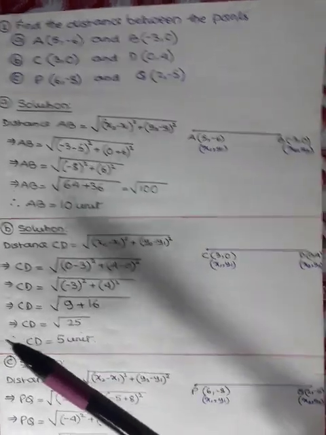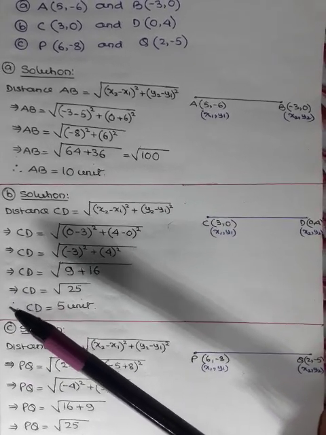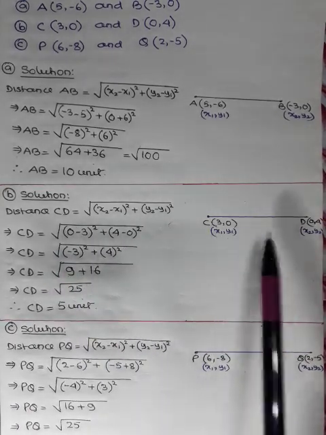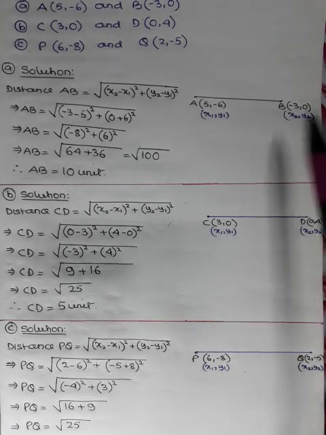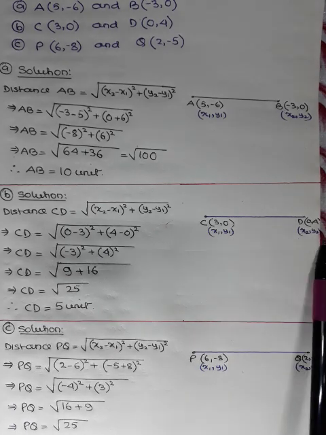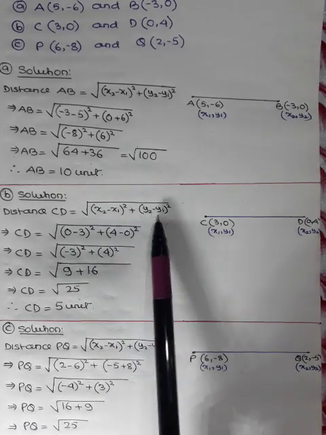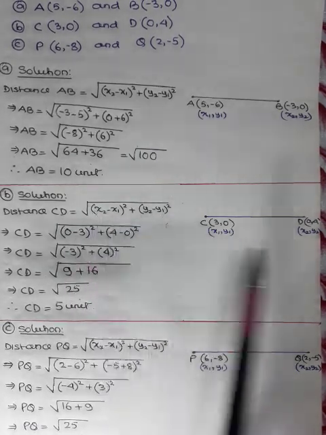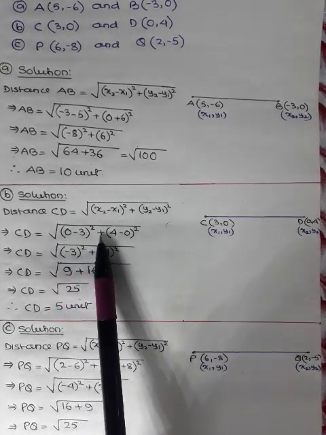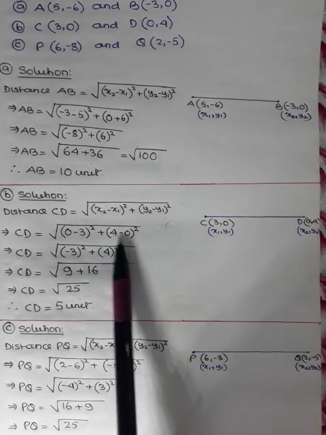Now you can see in part number B, distance CD. So C is 3, 0, D is 0, 4. So I have marked this as x1, y1 and x2, y2. Now CD is equal to root over x2 minus x1 whole square plus y2 minus y1 whole square. Now x2 is 0, x1 is 3. So 0 minus 3 whole square plus y2 is 4, y1 is 0, so 4 minus 0 whole square.